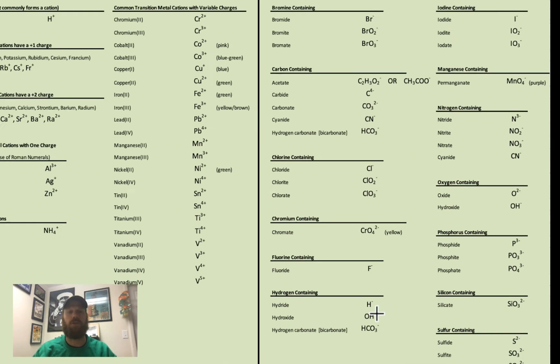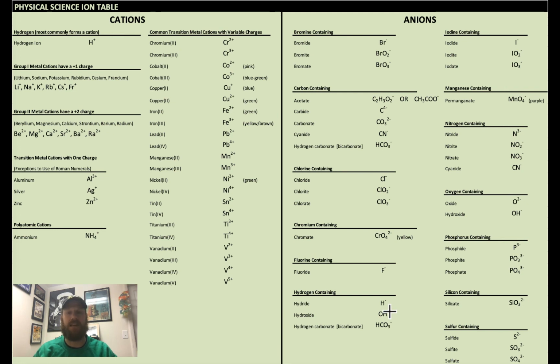Hopefully this little tour has helped you better understand your ion table. Knowing how to use this table will help you tremendously when naming ionic compounds and coming up with the formula of ionic compounds.